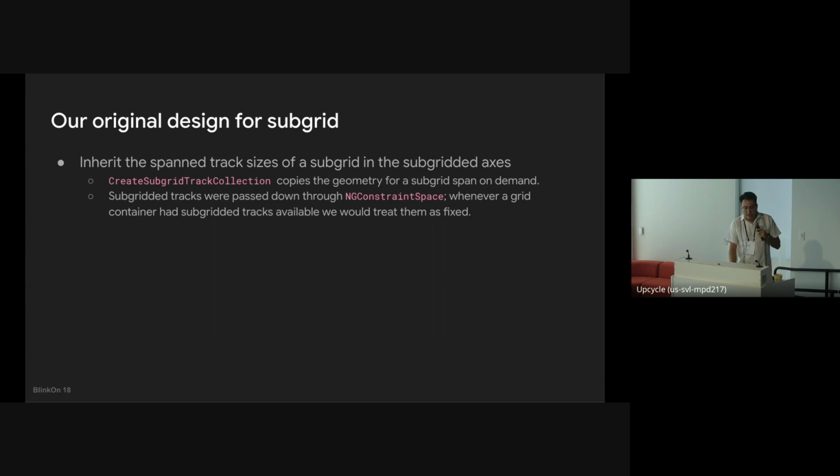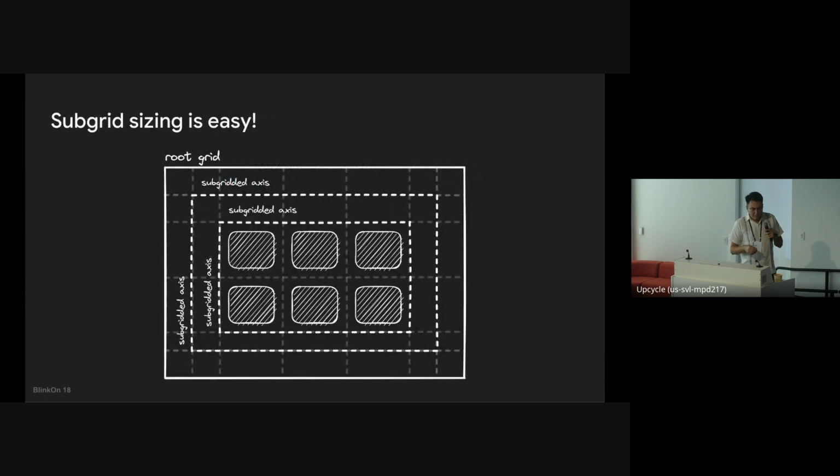If a grid container had inherited tracks in the constraint space, we will not run track sizing for those, and we will just assume the values that we have from the parent. This sounded like a great idea at first, and it would have been a great idea when we have both subgrid axes, just like we have in this example.